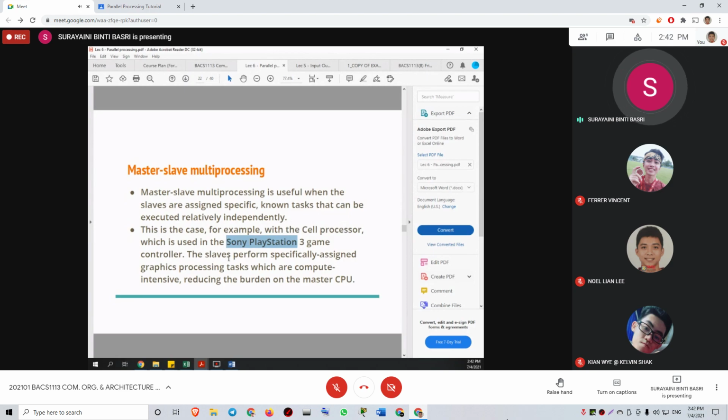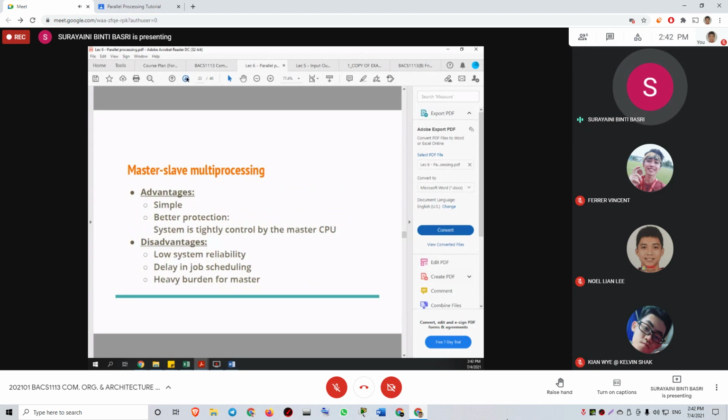Okay, so the slave performs specifically assigned graphic processing tasks, which are compute intensive. So all of the slaves will do the graphic processing tasks, and it will reduce the burden on the master CPU, because all the tedious tasks are done by the slaves. The master CPU only needs to give orders or schedule which should run first.